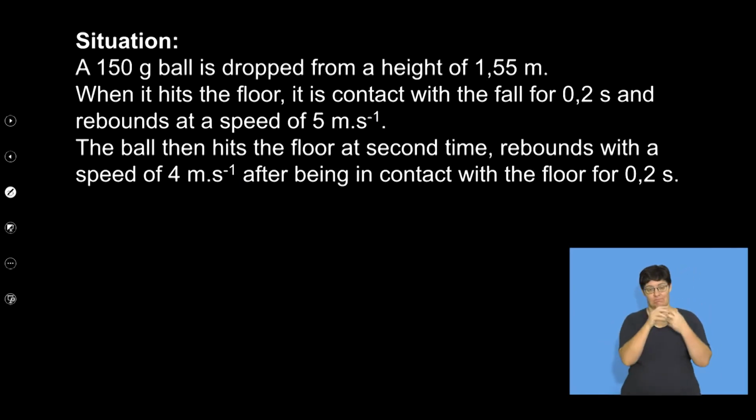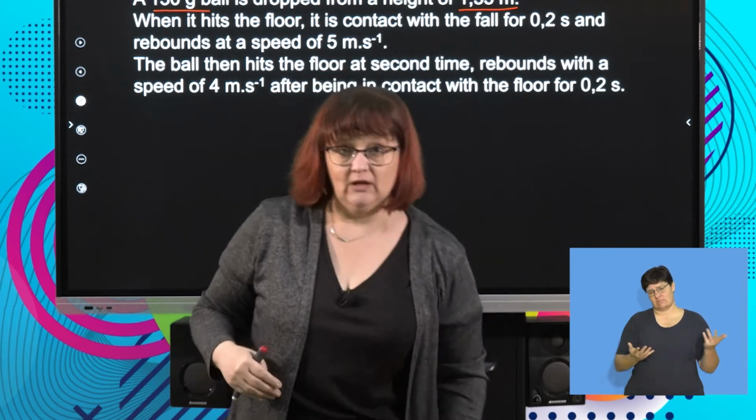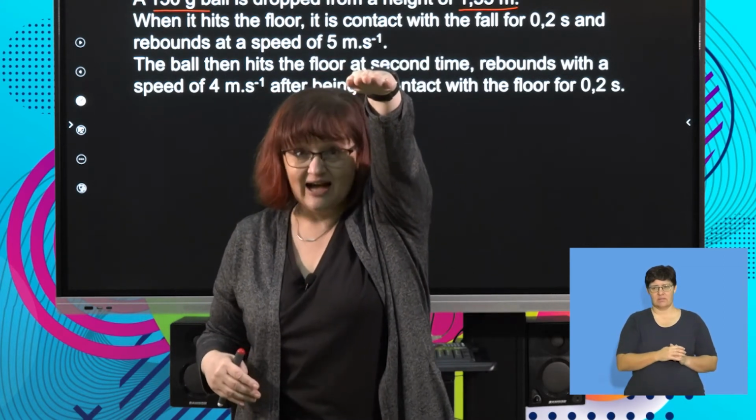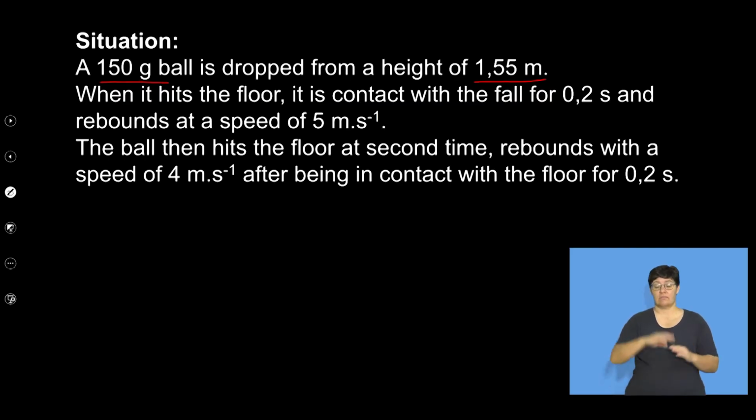So, here we go. I have a 150-gram ball, so it's not very big, dropped from a height of 1.55 meters. Now, I know you can't see from where you are sitting from the screen, but that's how tall I am, so I know it's dropped from about this height, okay, just as a reference. It hits the floor, and is in contact with the floor. That should say floor, not fall. Anyway, for 0.2 seconds, and rebounds, so it hits the floor, then bounces back up at 5 meters per second.